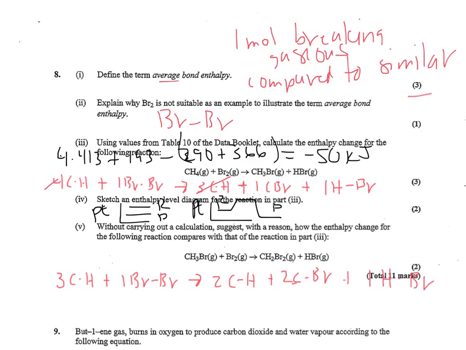And then number 4, without carrying out a calculation, suggest a reason how the enthalpy change for this reaction would compare. So again, I've got it written out, and if you take a look at it, my CH is going to reduce to just a net 1 CH bond on this side. And even though I have 2 CBr on this side and 1 on this side, this reduces down to just 1. And I actually have the same net reaction, so my delta H is also going to be the same.